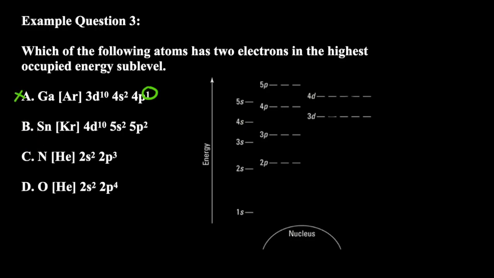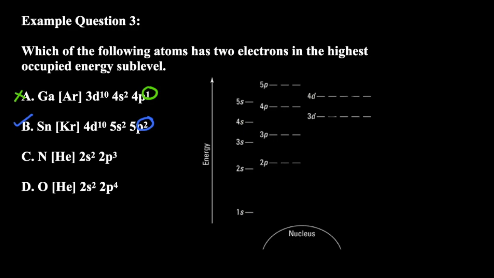Then we can go to this Sn right here, and we can see we have the 5s2, and then we have the 5p2. So we have 5s here, and then we have the 5p here, and just like before, the p is going to have a higher energy sublevel, and there are 2 electrons in here, so this one does have the 2 electrons that we're looking for.